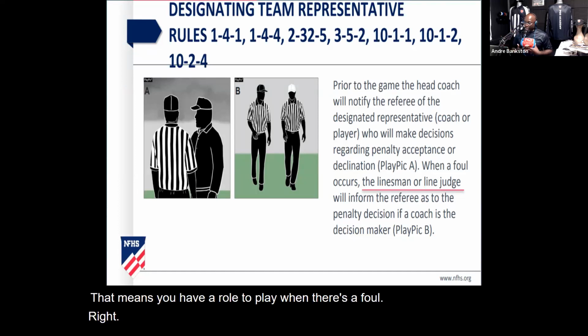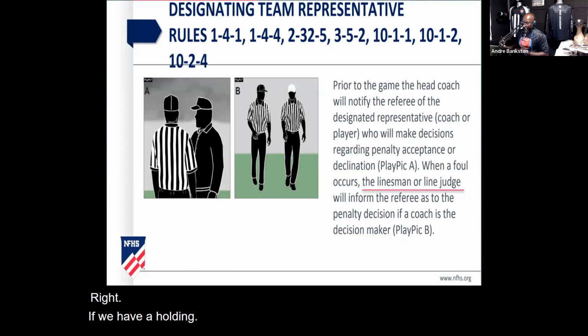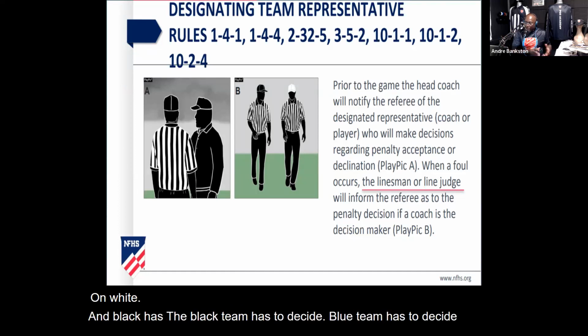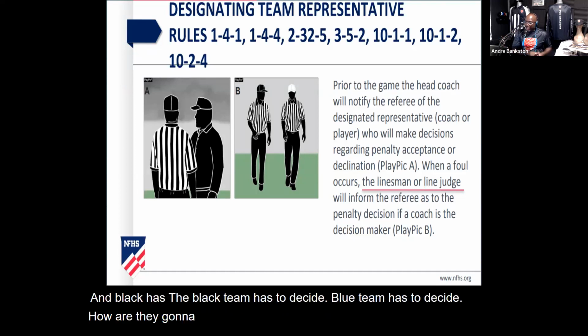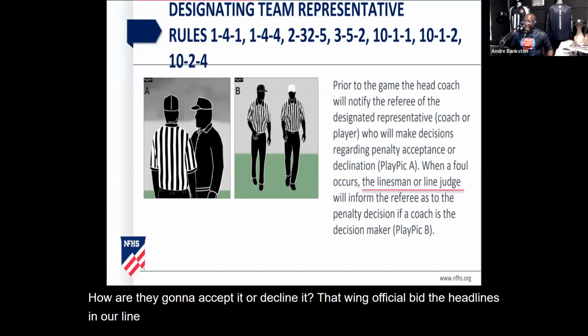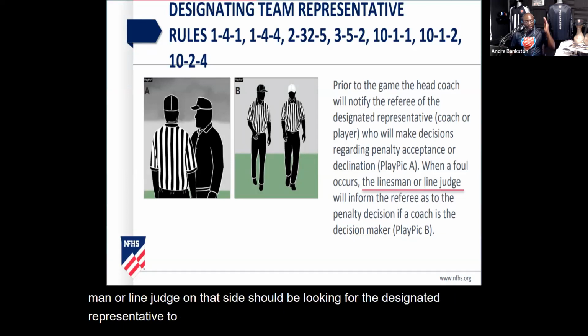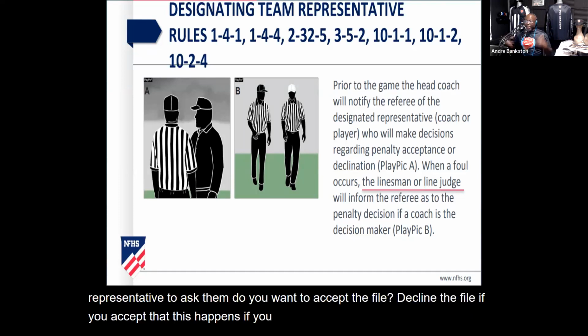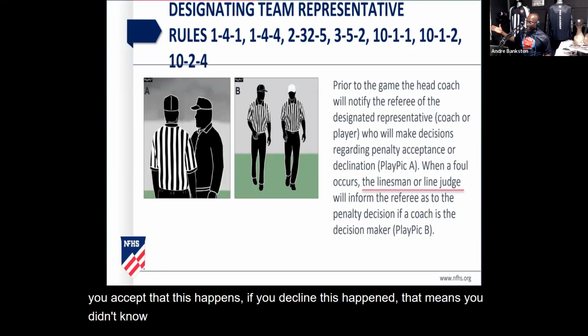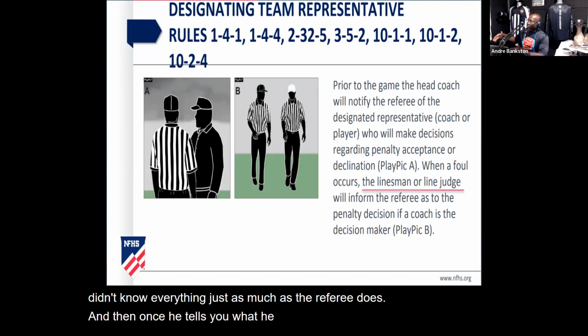If we have a holding on white, and the blue team has to decide if they're going to accept it or decline it, that wing official, be it the head linesman or line judge on that side, should be looking for the designated representative to ask them, do you want to accept the foul, decline the foul? If you accept it, this happens. If you decline it, this happens. That means you need to know everything just as much as the referee does. And then once he tells you what he wants, you inform the referee.